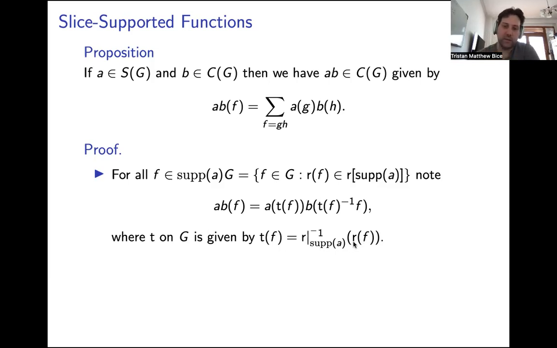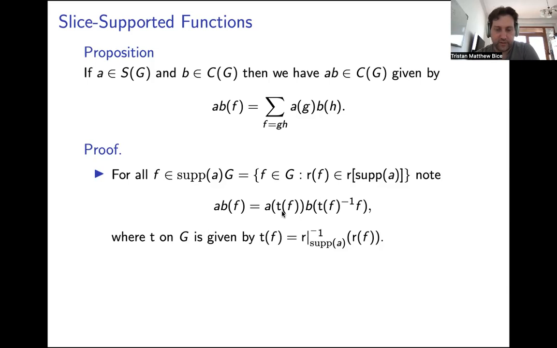Because the range map here is continuous, and because the range restricted to supp A is also not just continuous, but an open map, its inverse is also continuous. And so the composition of continuous functions is continuous, therefore T is continuous. So this is really where you need the fact that R is an open map, right? If this wasn't true, if it was just a topological groupoid, we wouldn't be able to do this in a continuous way anyway. So A⋆B(F) is this multiple here, where TF is uniquely defined like so.